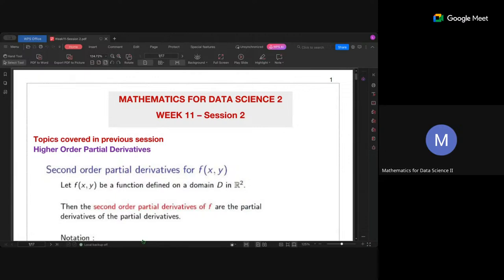Okay, so we'll continue with our week 11 topics. In week 11, you have been introduced to higher order partial derivatives, right? You might have seen first what second order partial derivatives are, and then you have seen in general what higher order derivatives are, and you might have seen several examples for it also.